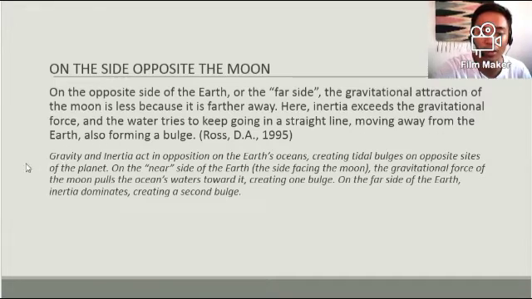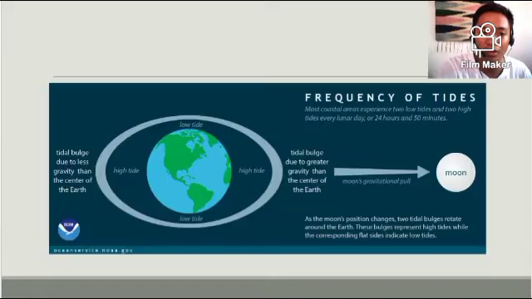So here is some explanation. Gravity and inertia act in opposition on the earth's oceans, creating tidal bulges on opposite sides of the planet. On the near side of the earth, the side facing the moon, the gravitational force of the moon pulls the ocean's water toward it, creating one bulge. On the far side of the earth, inertia dominates, creating a second bulge. So here makikita natin, ayan, high tide and low tide.